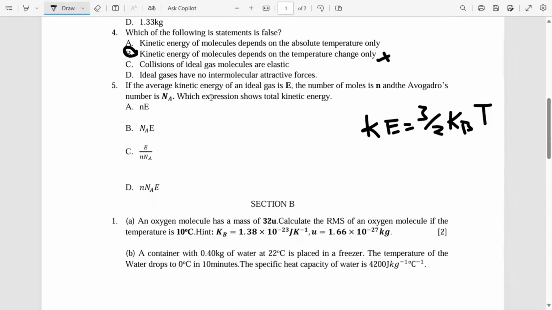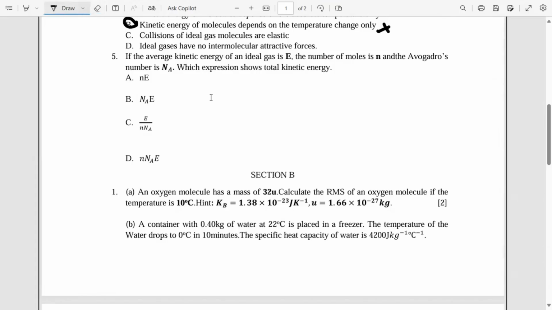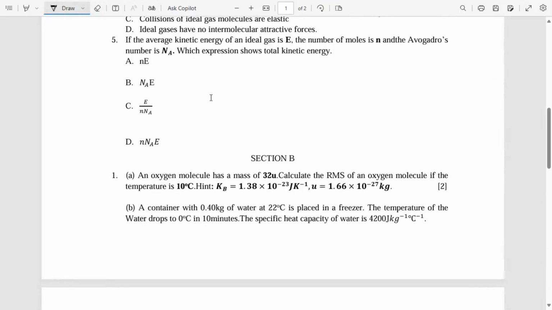Question 5. Question 5 is saying, if the average kinetic energy of an ideal gas molecule is E, the number of moles is N, and the Avogadro's constant, or the Avogadro's number, is Na, which expression shows the total kinetic energy? So this is a very, very simple question. I also talked about this yesterday. It's just that here they've expressed it in a slightly different manner, but it's the same thing that we explained yesterday.